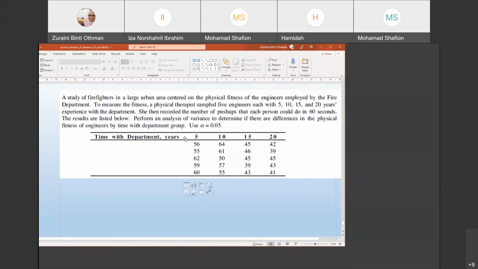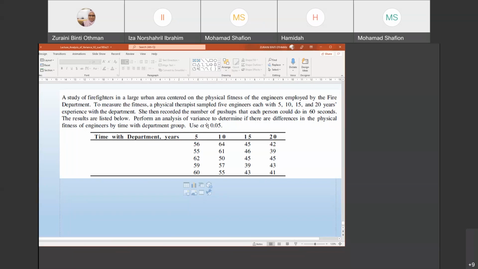Okay, how many persons are there? Perform an analysis of the physical fitness of engineers by time with the department. Group, we have 5, 10, 15 and 20 people here, right? We want to know, is there a difference in the physical fitness of engineers by time with the department group?